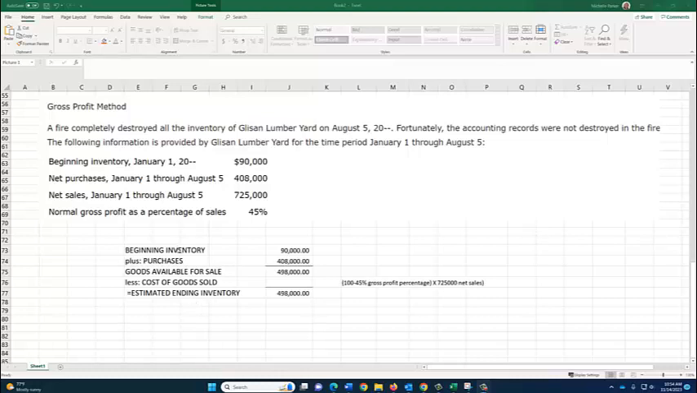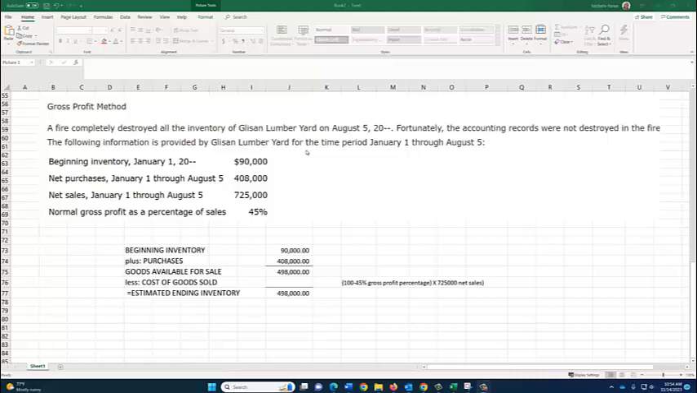And so when you prepare for your exam, make sure you have this formula written out on a sheet of paper somewhere so that you can just plug in the numbers. It says that a fire completely destroyed all the inventory of Glisson Lumberyard on October 5th. Fortunately, the accounting records were not destroyed in the fire. The following information is provided by Glisson for the time period.